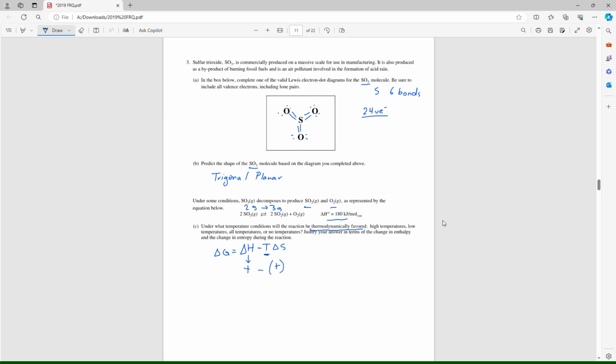When delta G is negative, things are thermodynamically favored. So to make this T delta S really big, and overall negative, we would need a high temperature. So it's only at high T's, high temperatures. And you could explain that using this equation.